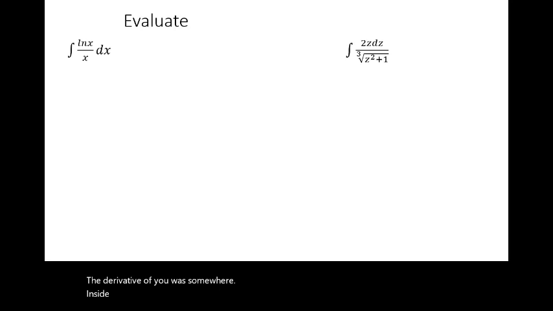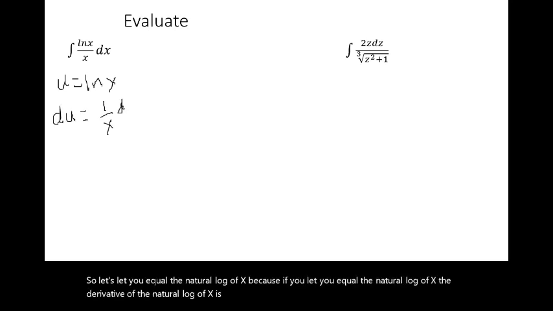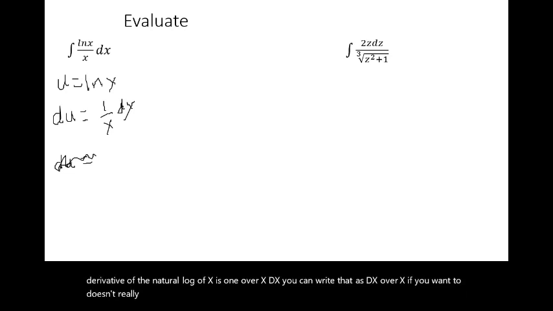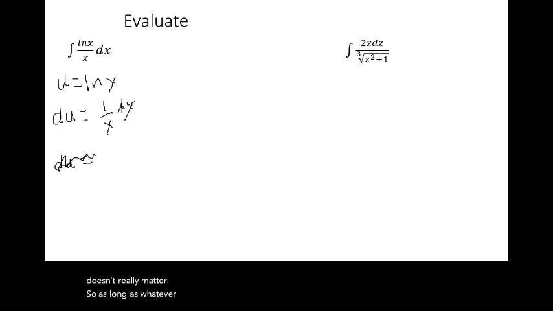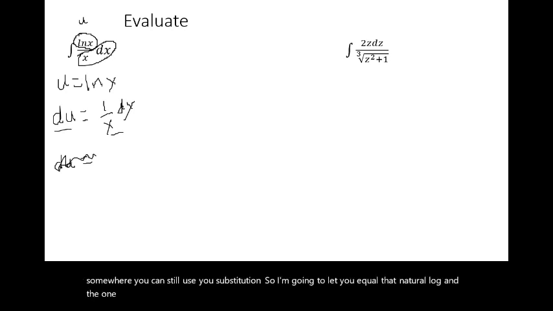So let's let u equal the natural log of x, because the derivative of the natural log of x is 1 over x dx, or you can write that as dx over x if you want to. It doesn't really matter. As long as the derivative of u is in that integral somewhere, you can still use U-substitution. So I'm going to let u equal that natural log, and the 1 over x dx is going to get replaced with du.